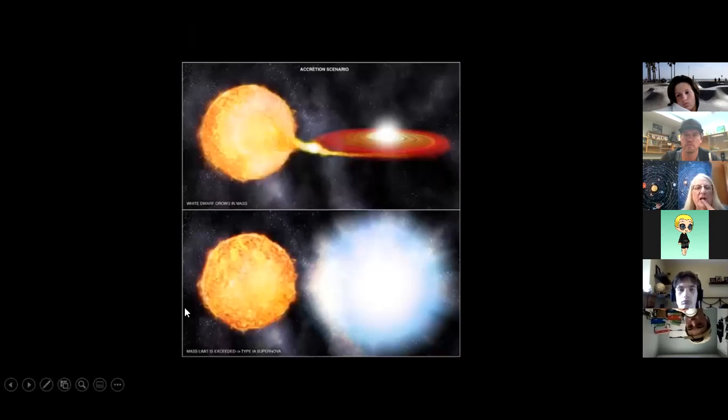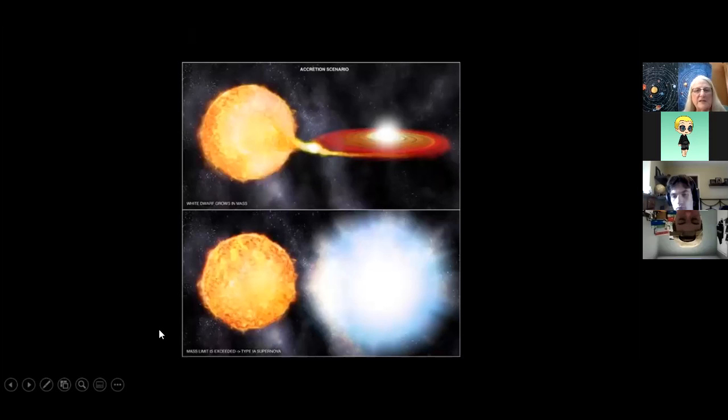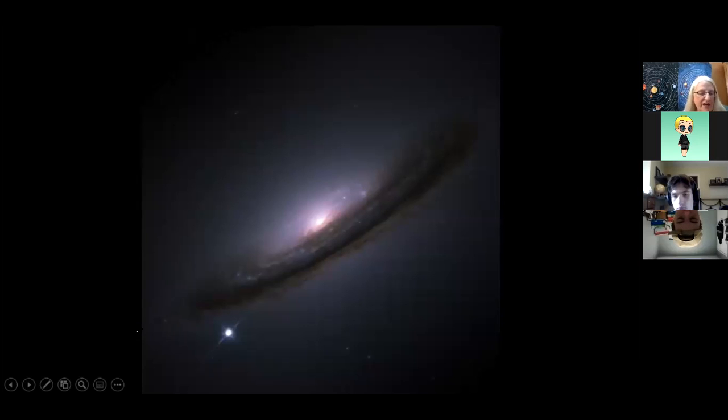I mentioned type 1A supernovas. These are very luminous supernovas that can be seen across the universe. And we know how they form and that they are all exactly the same. So we know how bright these should be. Again, comparing to how bright we see it gives us the distance. These supernovas can outshine all the other stars in the galaxy.